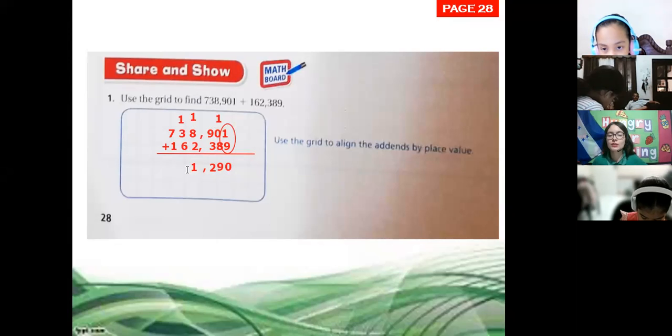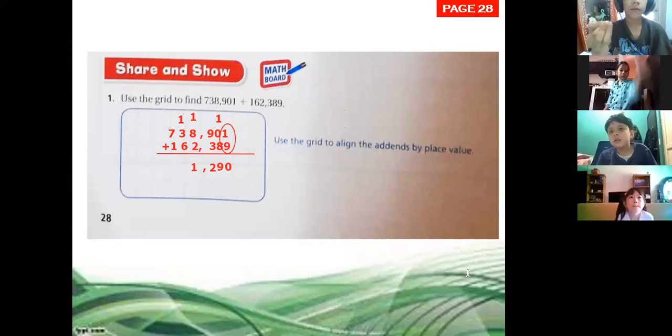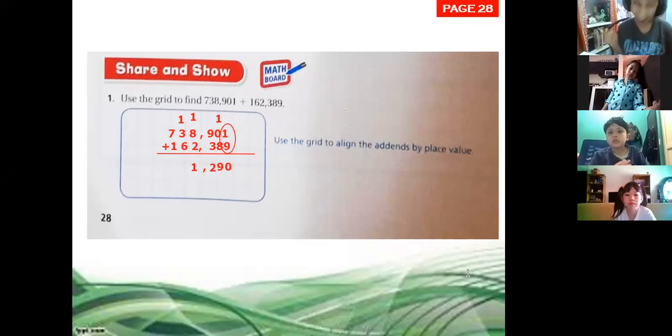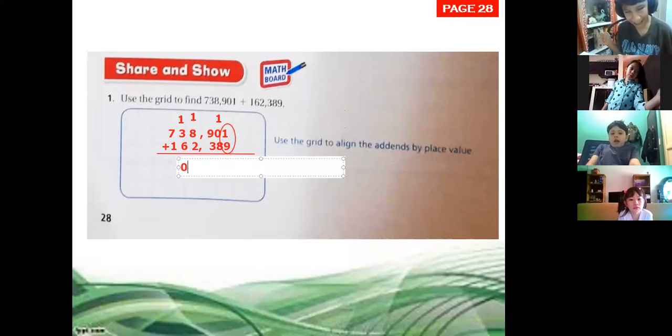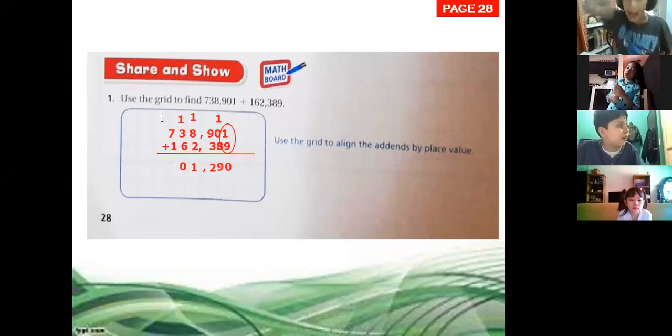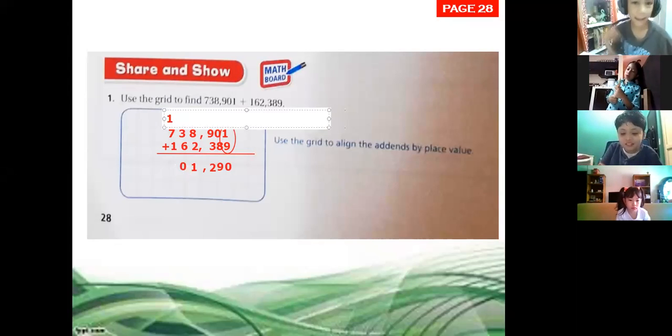Now, what are we going to add? 1 plus 3 plus 6. What's the answer? 10, that's right. Don't forget that we need to add the 1 that we are regrouping. We write the 0 and the 1 up on the 100,000, Marcelo.